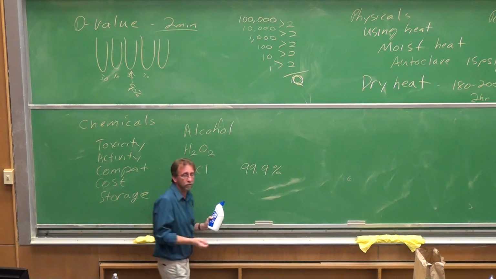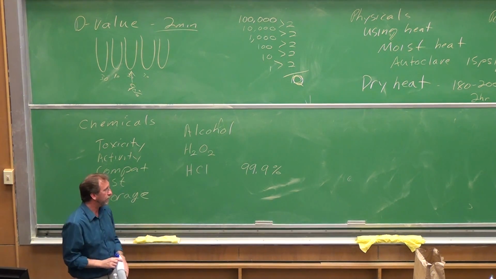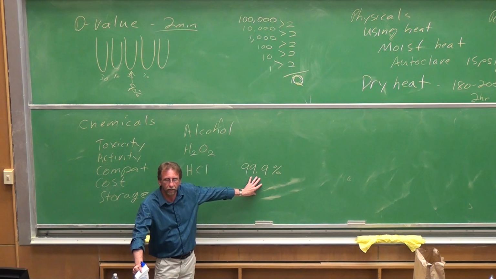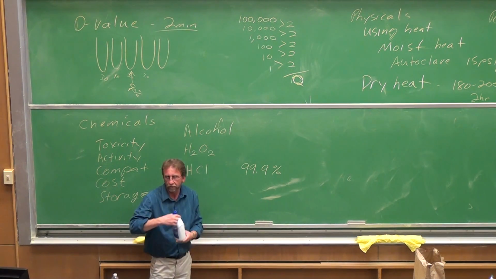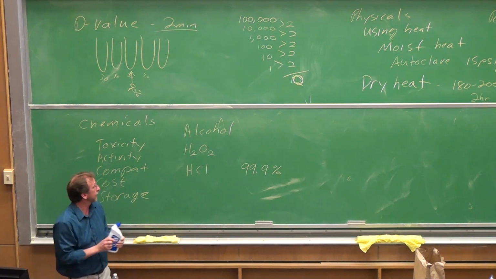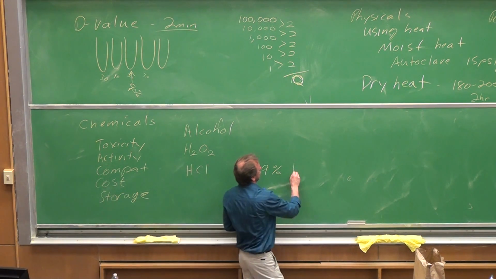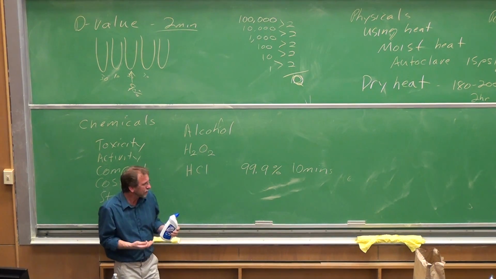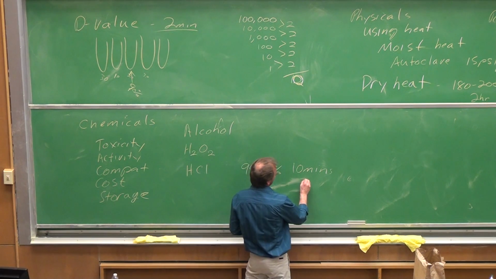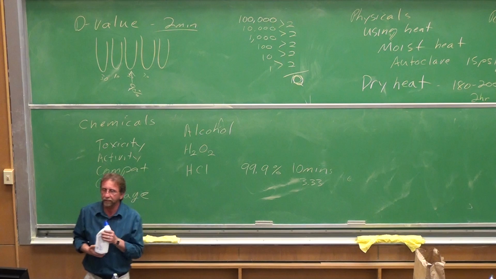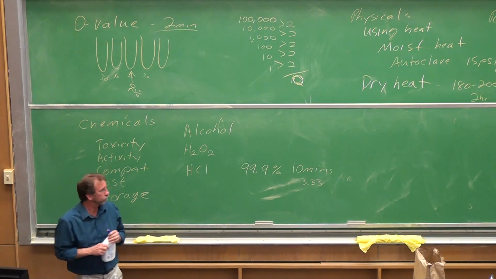99.9%. I know we don't know what the D time is, but whatever the D time is means that you're going to have at least a three-time exposure to this. Okay. So if we look on here, it says in the back, expose for 10 minutes. So we can assume then that the D value is probably about 3 minutes and 33 seconds, just based on the information they give here. And here's why I say that.